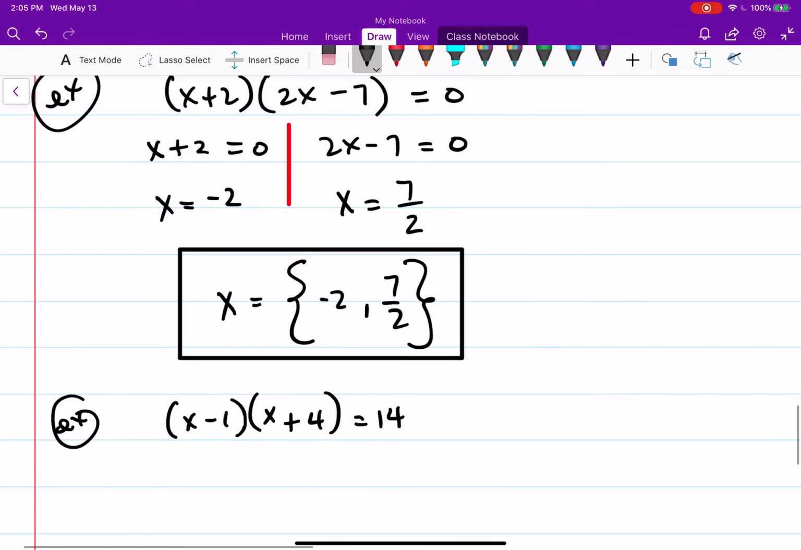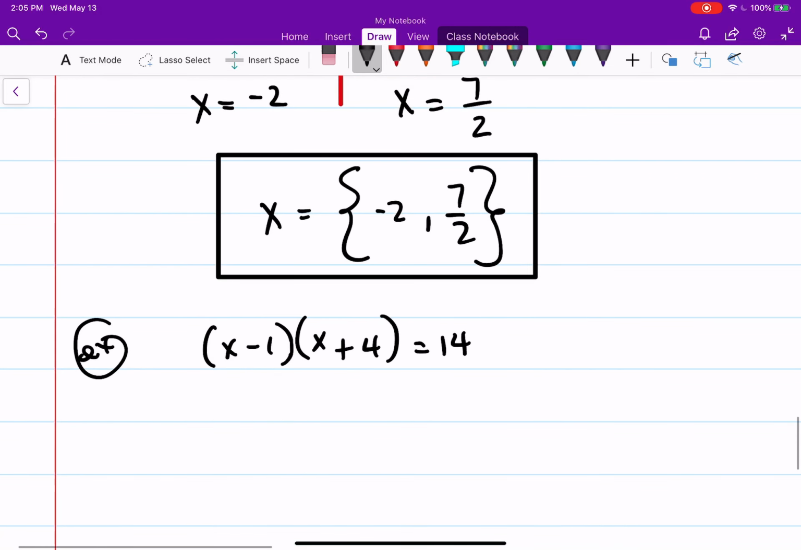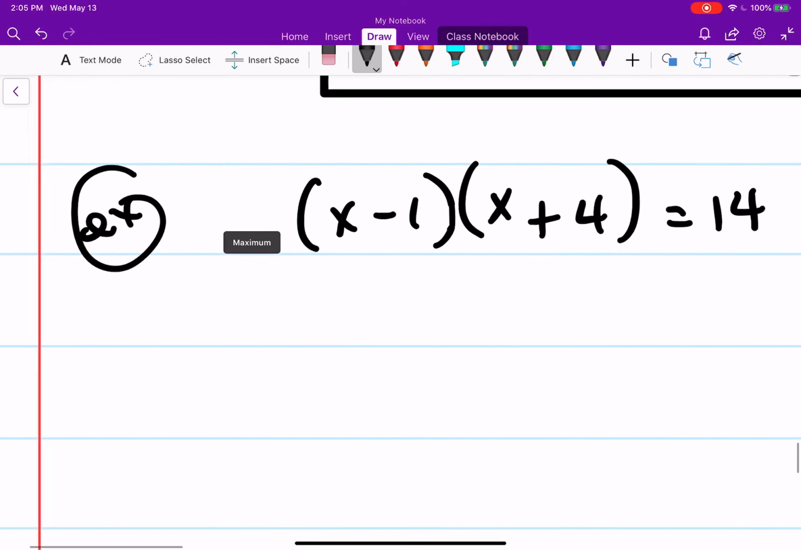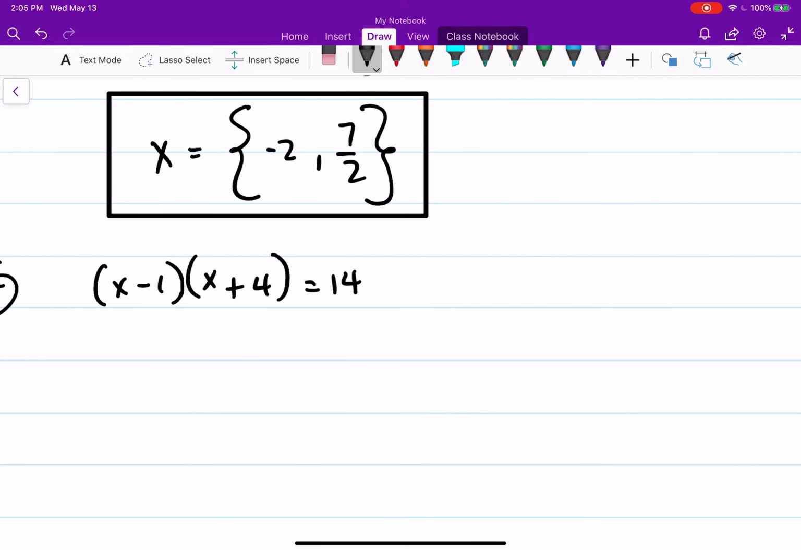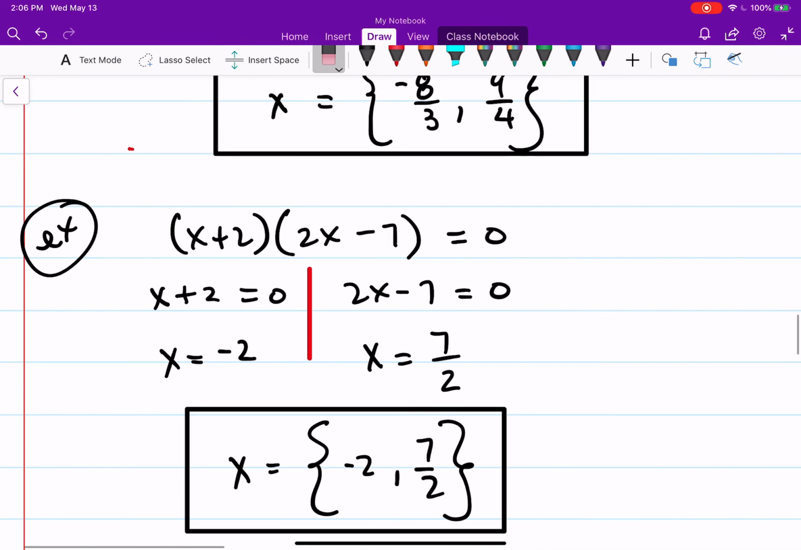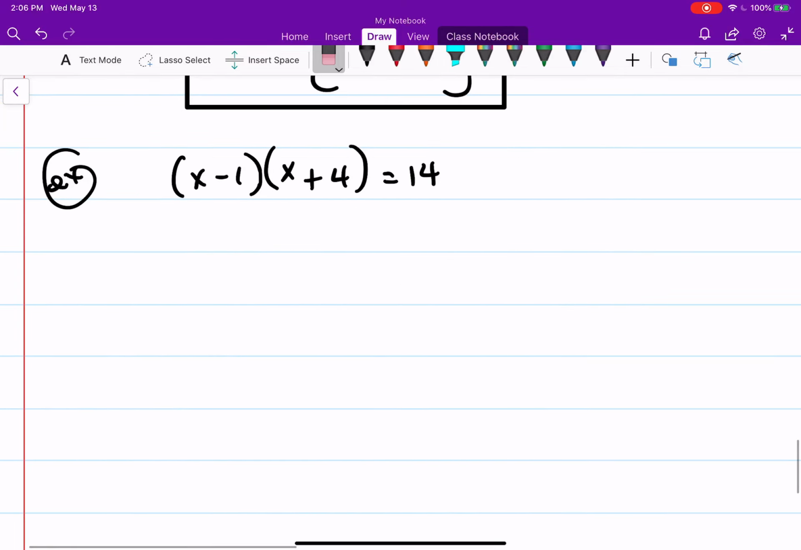Okay, so if I have this, I can't set each factor equal to 14. That wouldn't be true, because then you're saying that this first number is equal to 14 and the second number is equal to 14, and if we multiply 14 times 14, it does not equal 14. So that's why you can't do that. It's probably easier for me to just erase that. Here you could, because 0 times 0 would equal 0, so that would make sense. But 14 times 14 wouldn't equal 14.